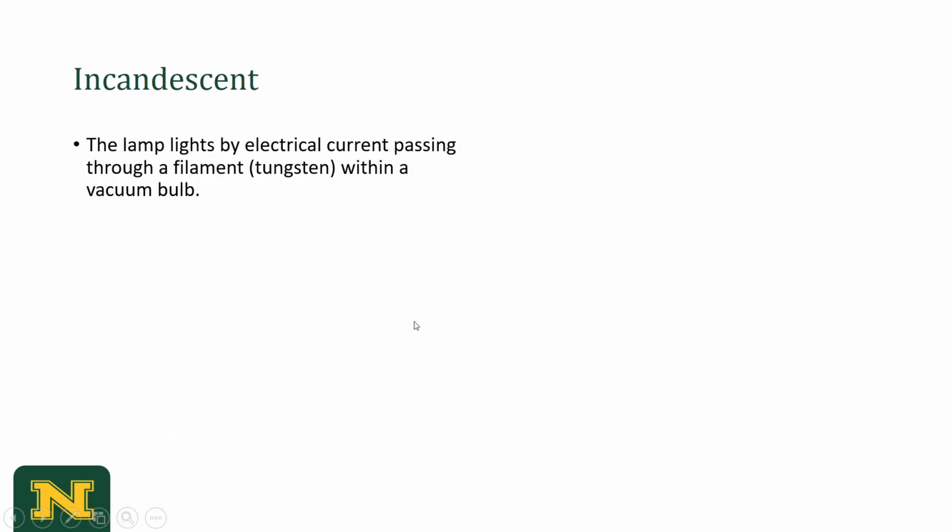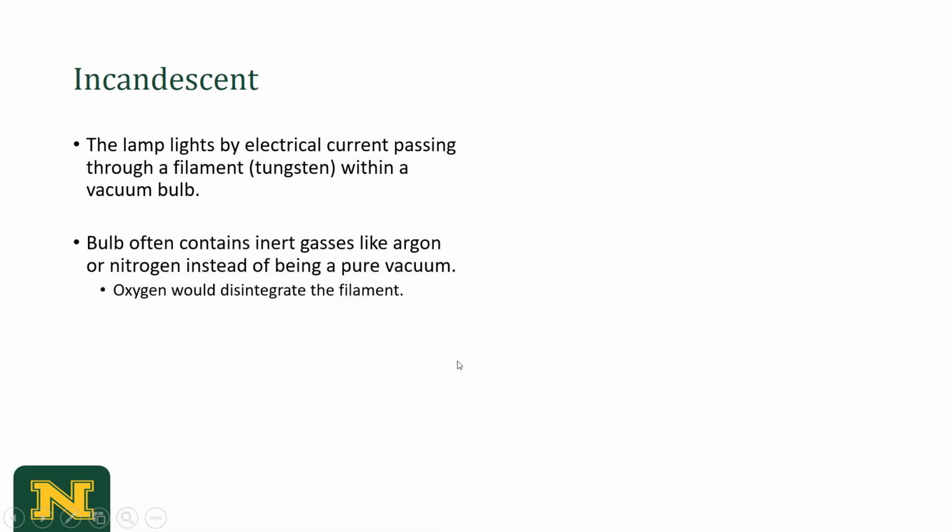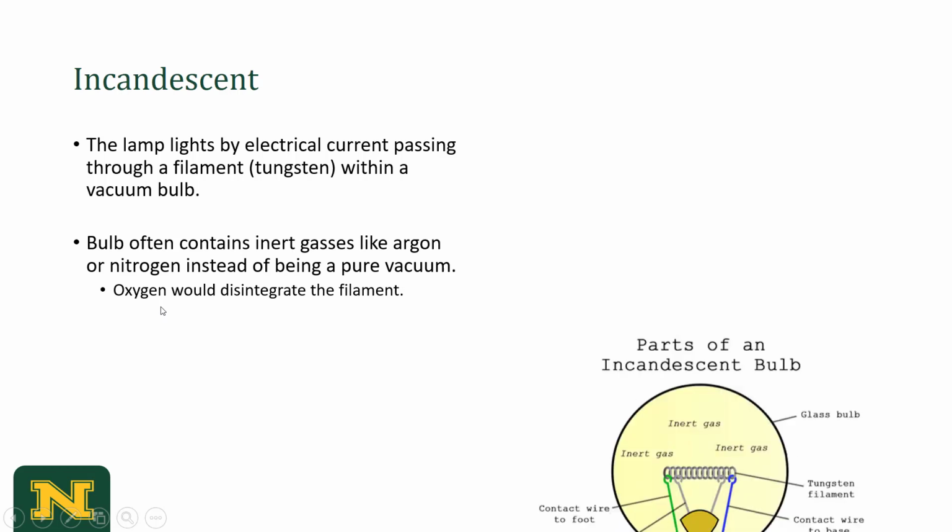So your incandescents are your most basic. The lamp lights by electrical current passing through a filament. We generally use tungsten as that filament, and that tungsten is within a vacuum bulb. That bulb often contains some sort of inert gases like argon or nitrogen instead of just being a pure vacuum. If we used oxygen, that would disintegrate the filament, and that was one of the issues that Edison was running into for a long time, was having oxygen introduced.